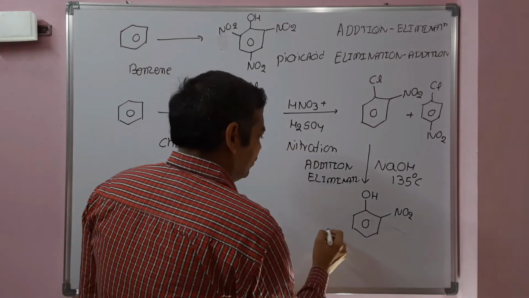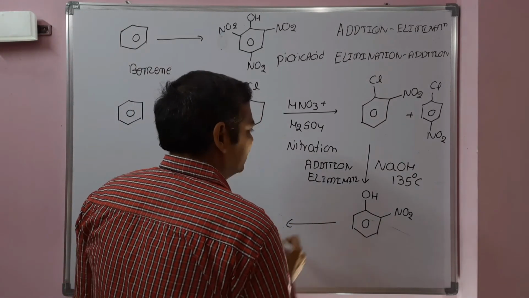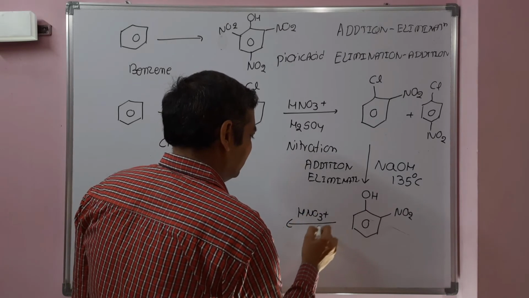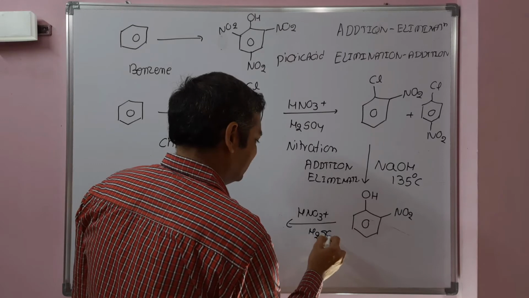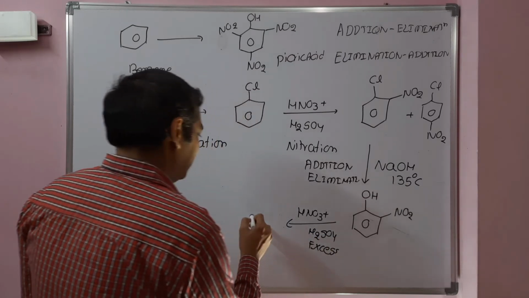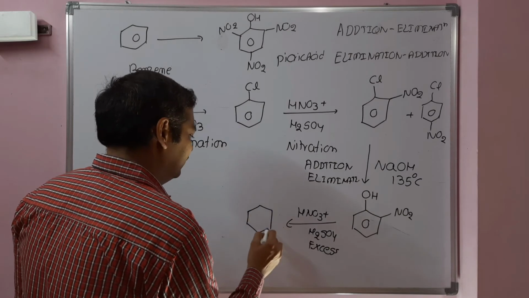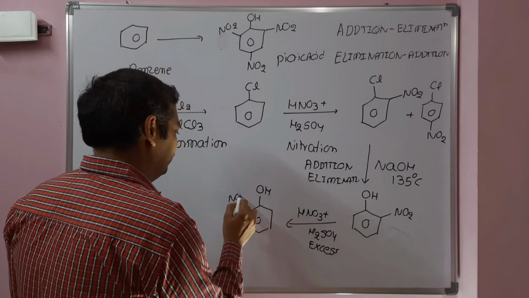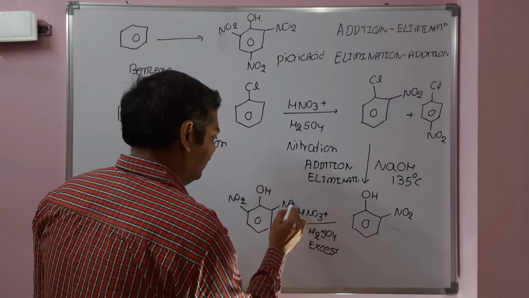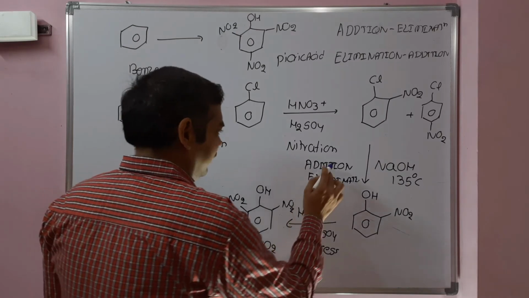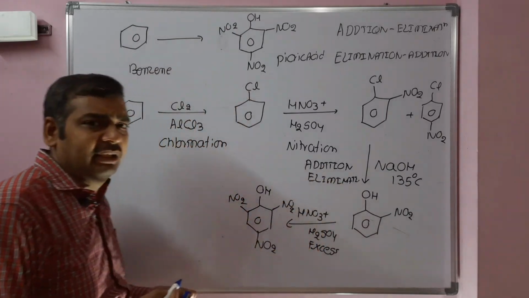After forming 2-nitrophenol, it will react in nitration again, with excess HNO3 plus H2SO4. If you use excess, you will get 2,4,6-trinitrophenol, which is picric acid. So we can prepare picric acid from benzene by using the addition elimination mechanism.